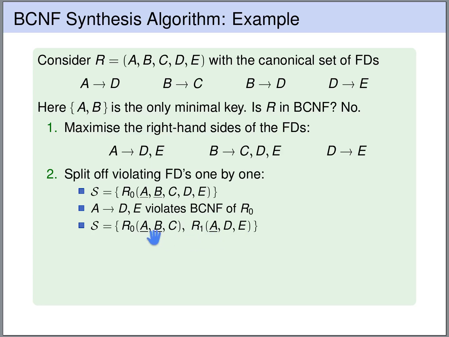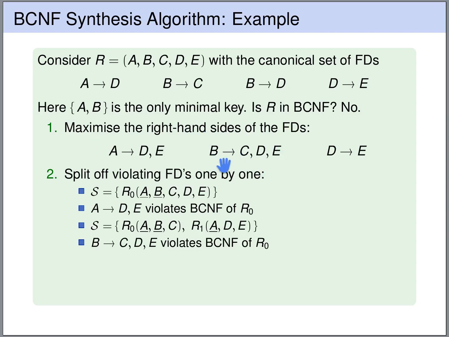Next, we check whether the normal form of one of these relations is violated by some functional dependency. So let's have a look. We look again at R0 and we see that the Boyce-Codd normal form of R0 is already violated by the second functional dependency. The left-hand side is not the key of this relation. B only determines C in this relation, not A. So it's not implied by a key, and it's also not trivial. So now we need to split with respect to this functional dependency.